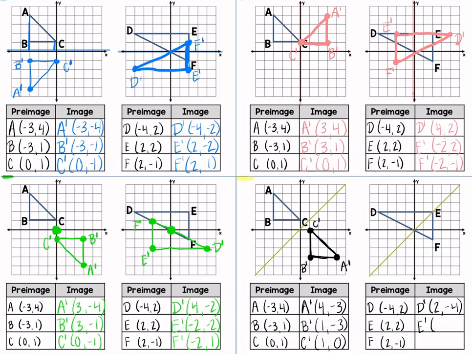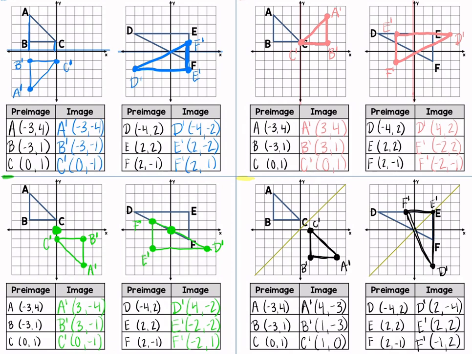E prime is 2, 2, so that ended up being the same. And then F is -1, 2. And if you notice, E is on that line y equals x, so it's obviously going to stay there. If it's on the line of where you're reflecting from, it's going to end up staying in the exact same spot. So E prime is the same thing. So D is 2, -4, so 1, 2, 3, 4. And then F is -1, 2. So F prime. So now our image is right here.